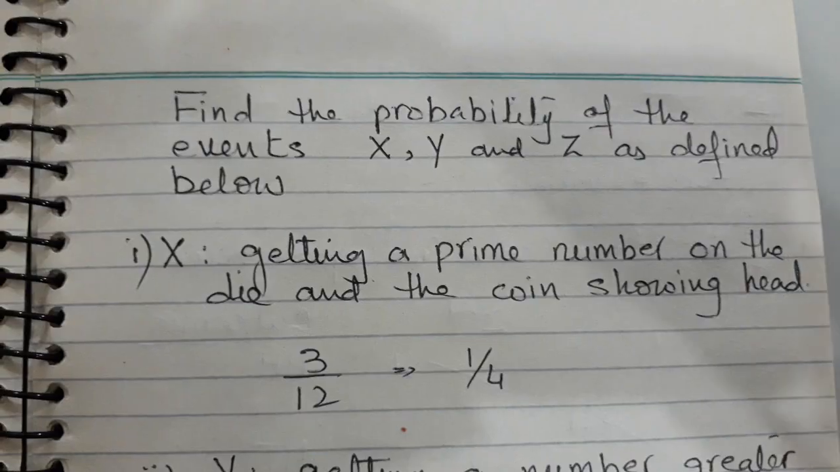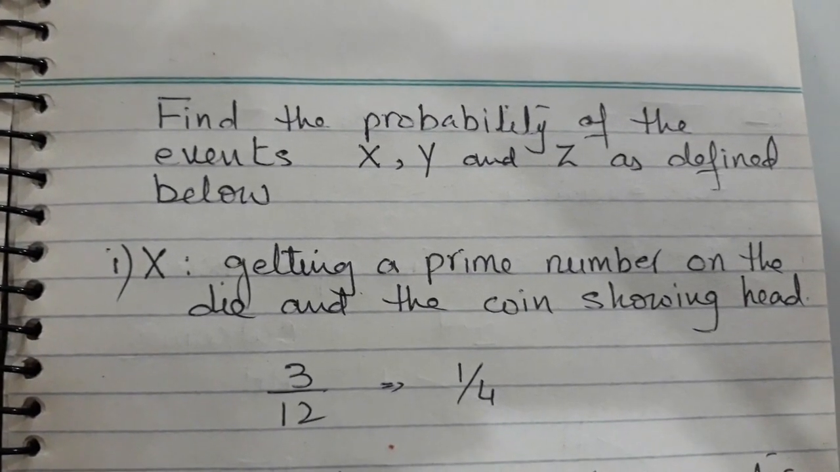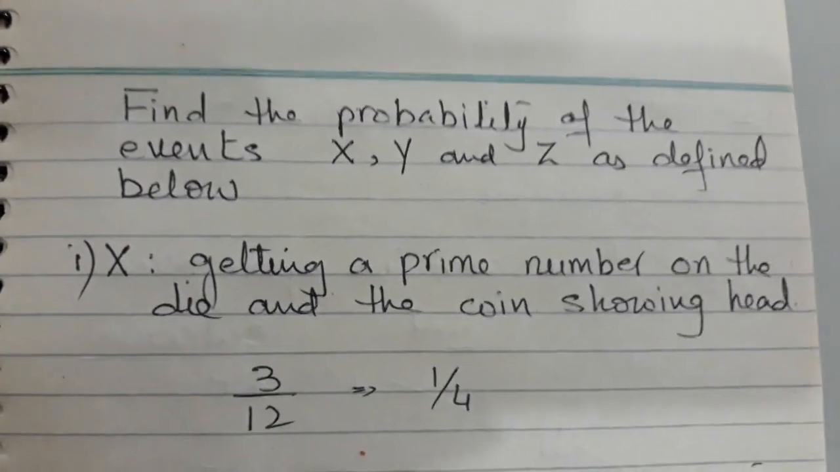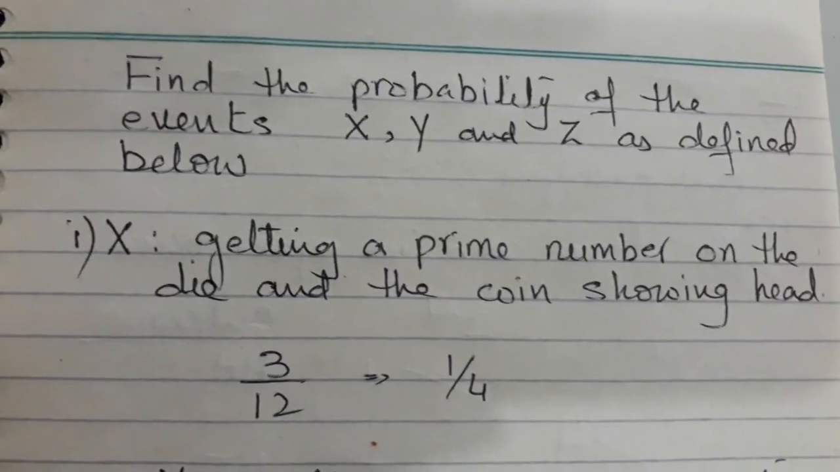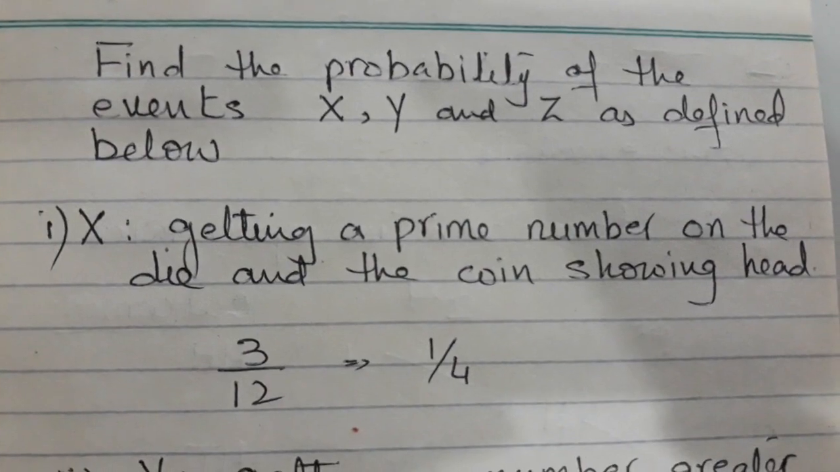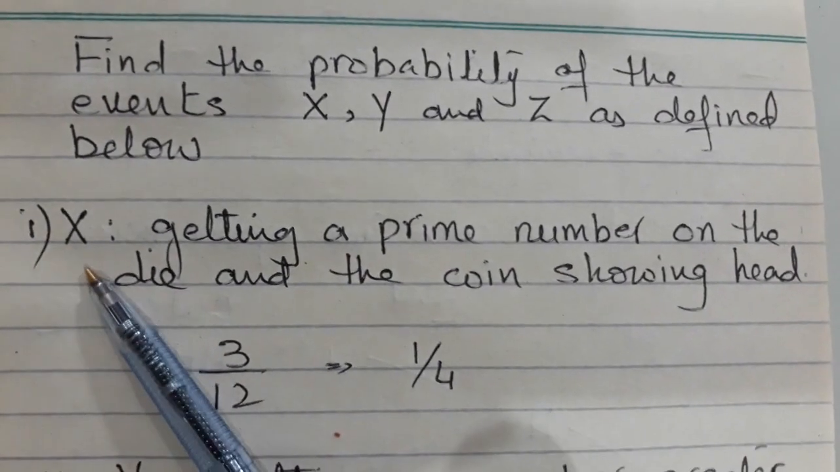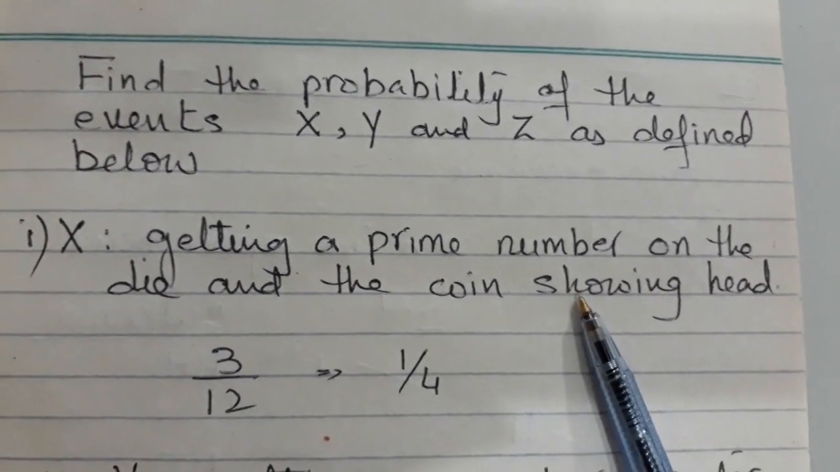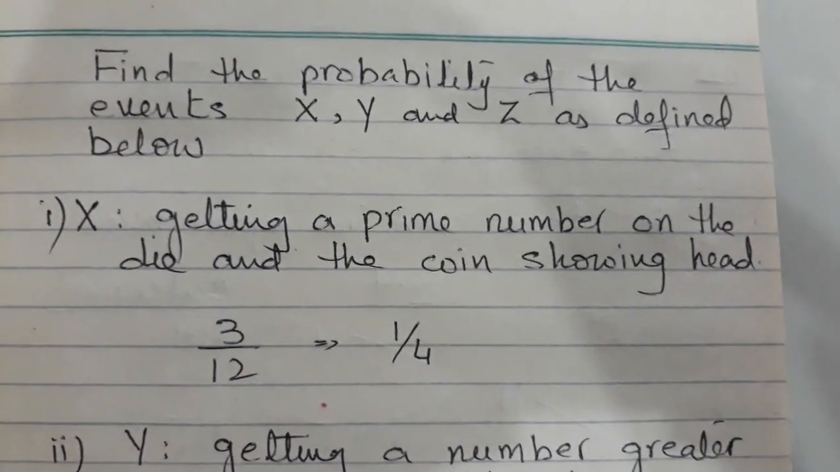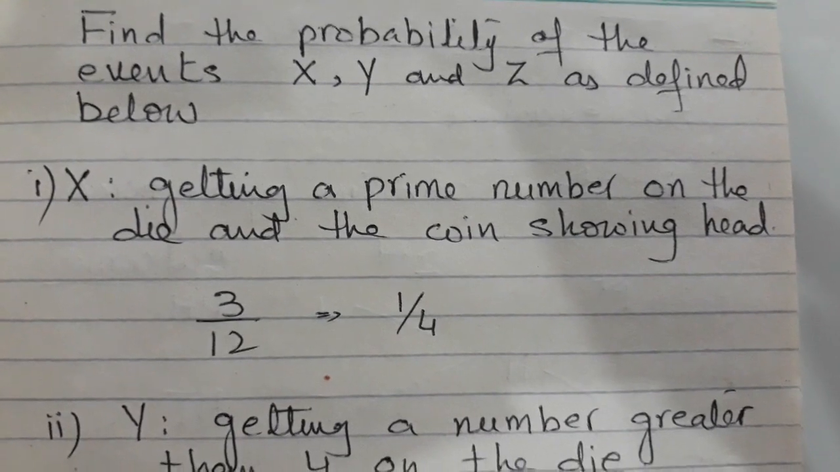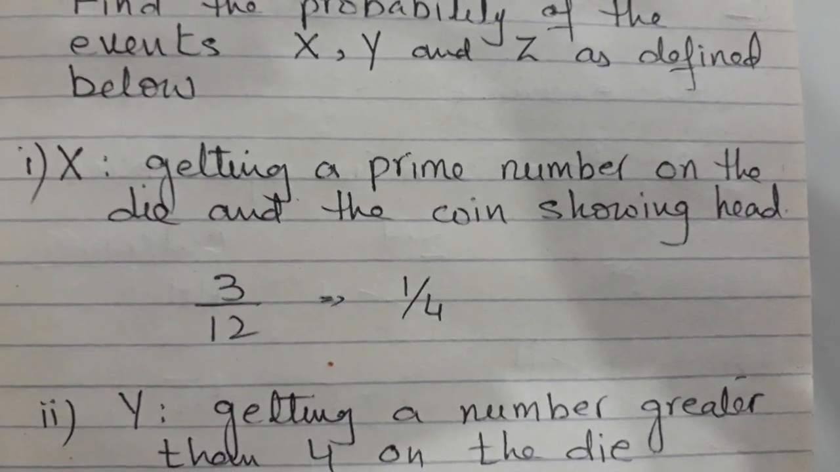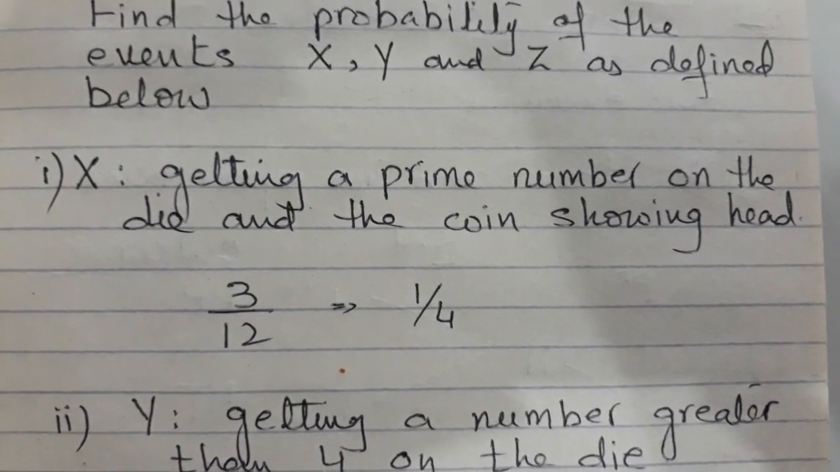So let's see. Suppose the first question is saying, and I have given the names to those events X, Y, Z. I told you event is the outcome, the probability of which I am interested to find out. So suppose X means getting a prime number on the die and the coin showing head. So if I have to find out the probability, out of those 12, how many are showing a prime number on the die and the coin showing head?